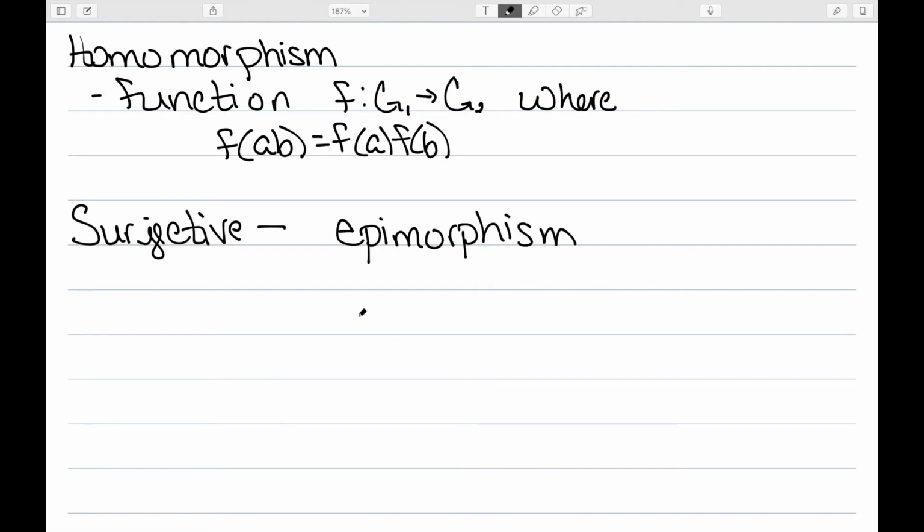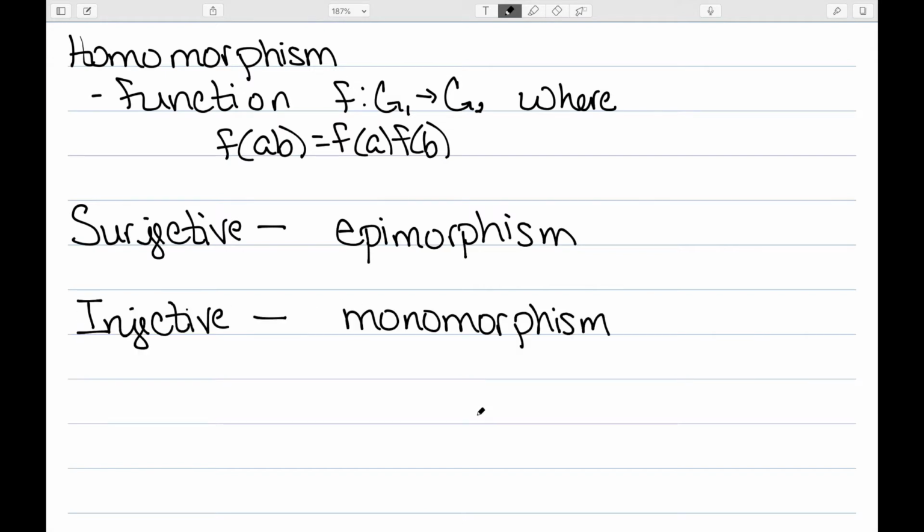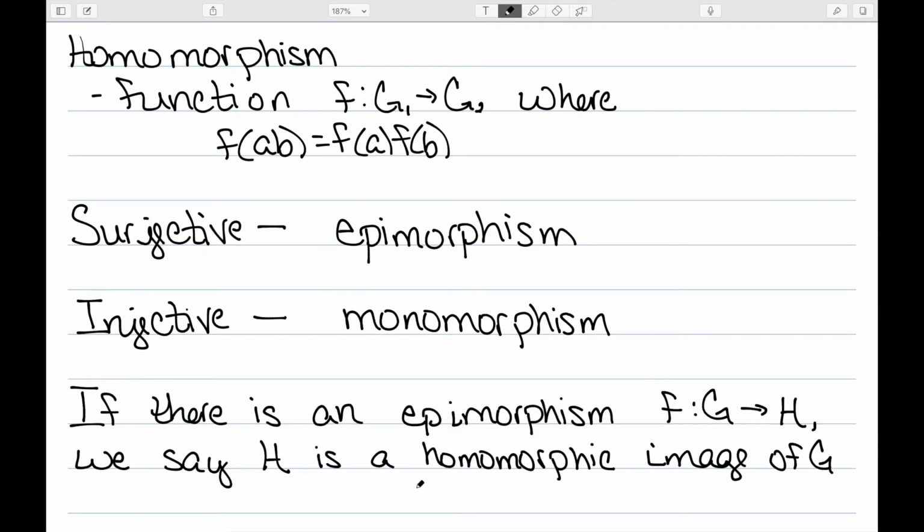A surjective homomorphism is known as an epimorphism, and an injective homomorphism is known as a monomorphism. If there's an epimorphism, so a surjective homomorphism, f going from G to H, we say that H is a homomorphic image of G. So let's look at some examples of this.